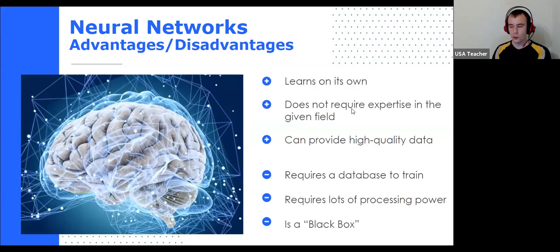So neural networks cannot explain why they use the logic that they use. And this is a problem for some fields where it is required to explain step by step how the conclusion was reached. So for example, something like a court case where we have a defendant and the accuser.